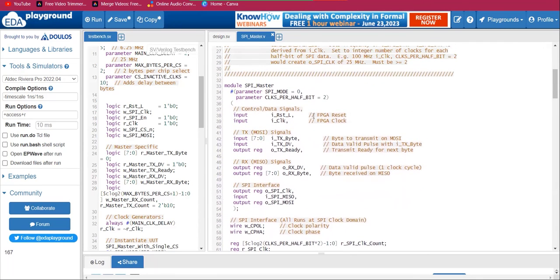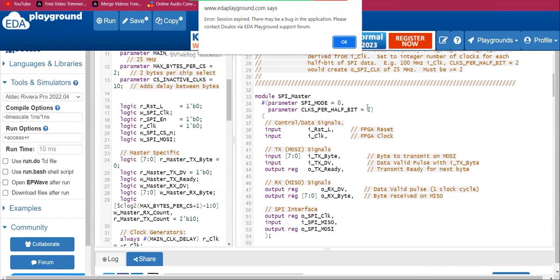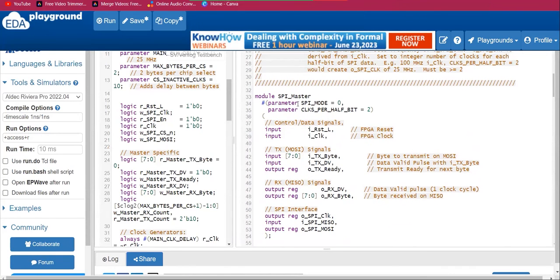So see how to write the program for SPI. Suppose here, module SPI master. And here parameter SPI mode. We have different modes, right? SPI mode 0, 1, 2, 3. Like that, SPI mode parameter equal to 0, and clocks per half bit is equal to 2. That means either 0 or 1, 2 bits we are transmitting, so 2 bits we have mentioned here.